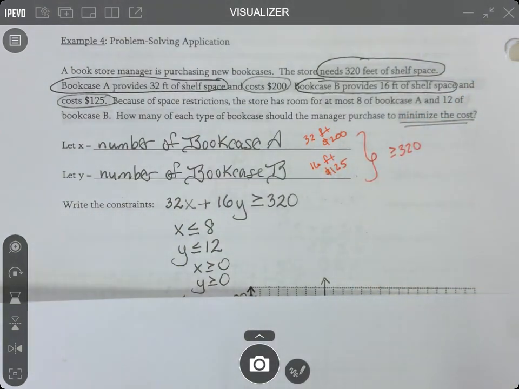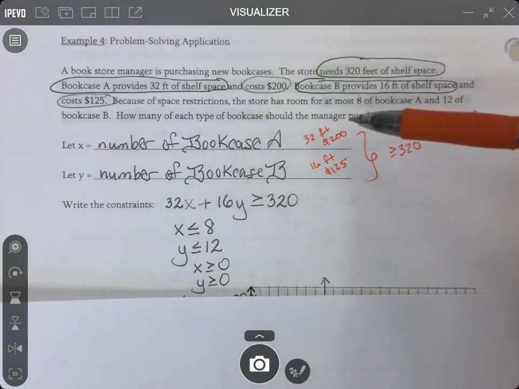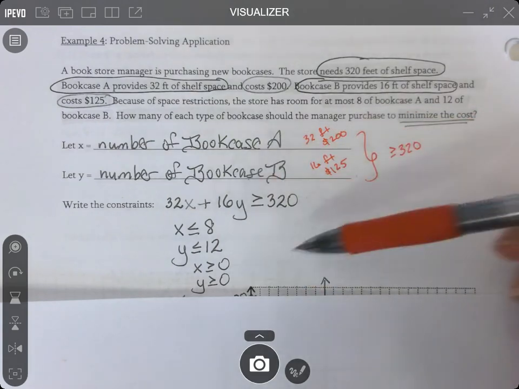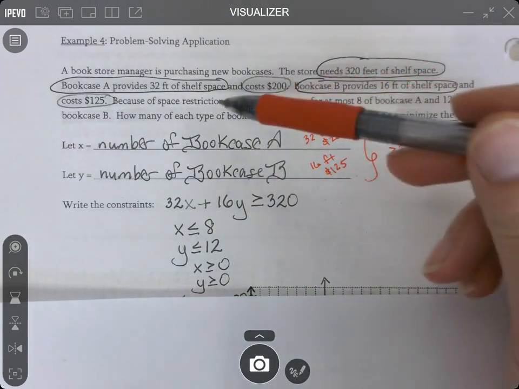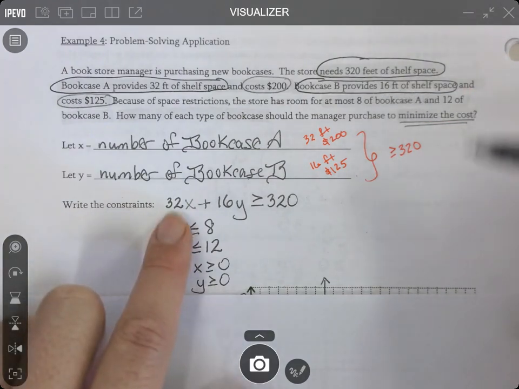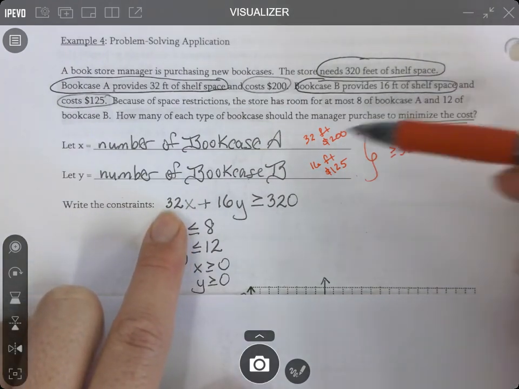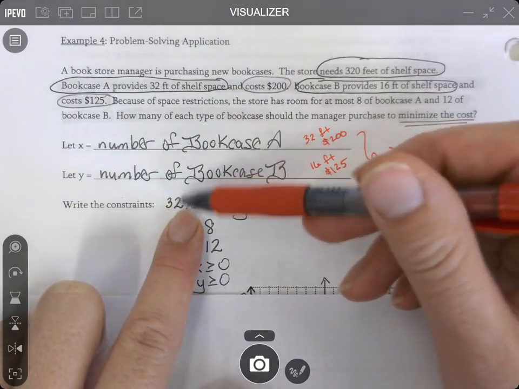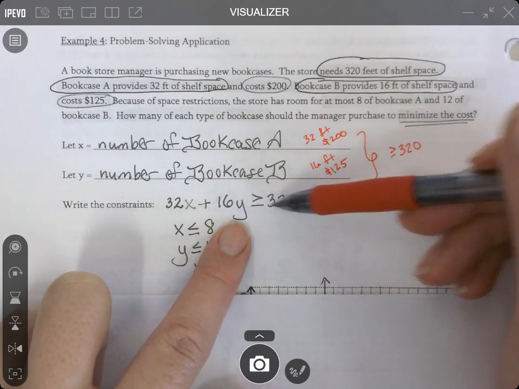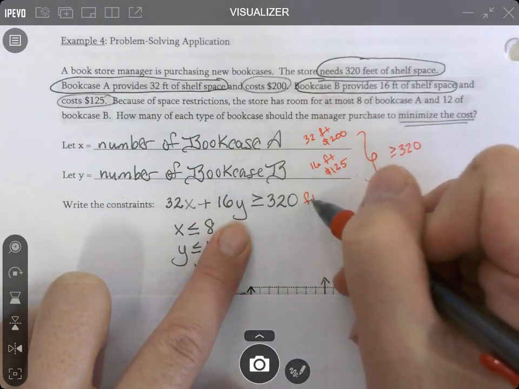So if space wasn't an issue, I would order all of these because you're going to get more footage for a little bit better deal. However, there are some restrictions. So space restrictions. So here's the first inequality. 32 feet times how many you have. So if you buy 10, that's 320 feet. And then 16 feet times how many you have. Total feet, that's what the 320 is.